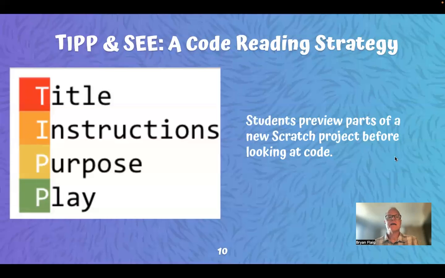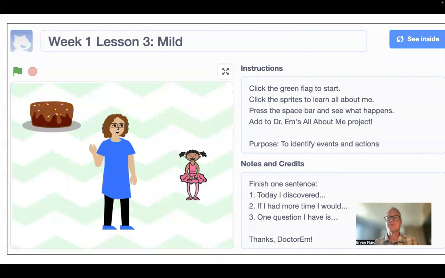So first, let's look at TIP, the title, instructions, purpose, and play. And this is similar to previewing a book before we actually read the story. So we have our front page of our Scratch project. First, we look at the title, then we find the instructions, then we read about the purpose of this project, and then we click the green flag and we actually play it to see how it works.